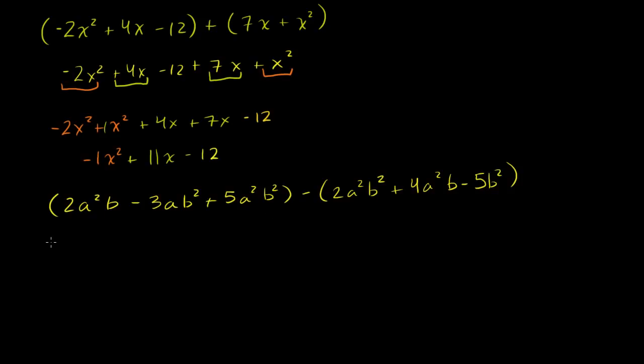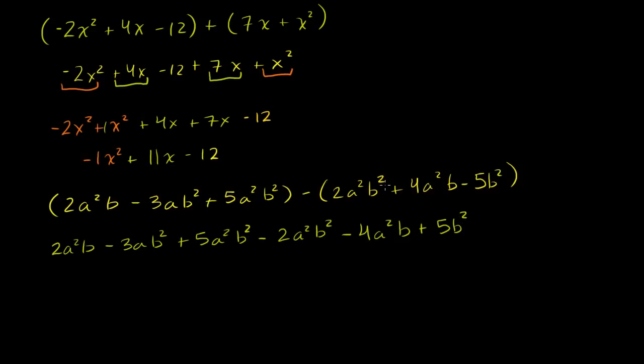So this first part we can just write as 2a squared b minus 3ab squared plus 5a squared b squared. And then we want to distribute this minus sign, or multiply all of these terms by negative 1, because we have a minus out here. So minus 2a squared b squared minus 4a squared b. And the negative times the negative is plus 5b squared. And now we want to essentially add like terms.